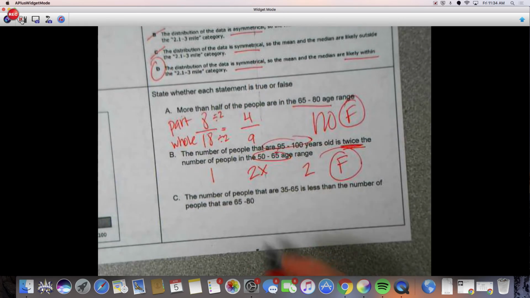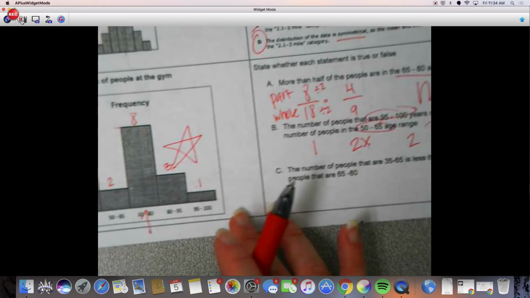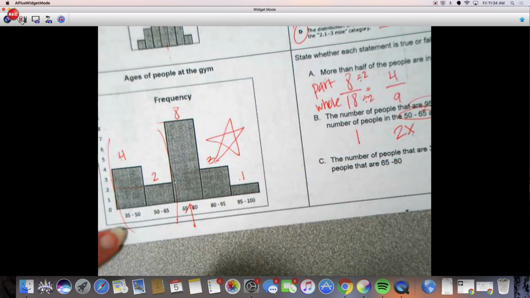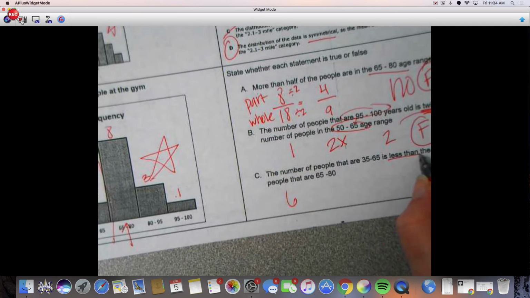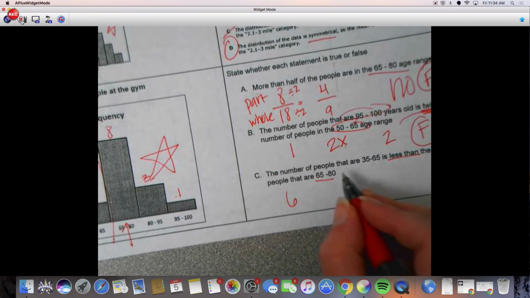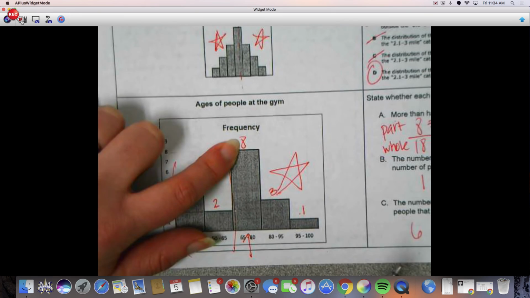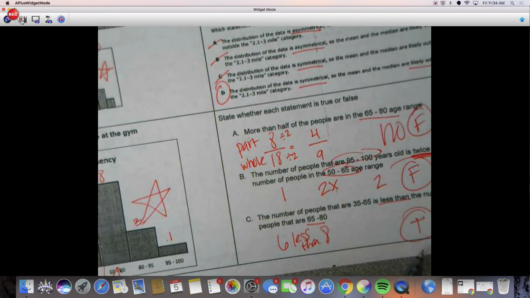And then the last one, C, the number of people that are 35 to 65, they're combining categories. This one to this one, how many people would that be? 6. Is less than the number of people that are in 65 to 80. How many are in that category? 65 to 80. 8. Is 6 less than 8? Yes. Yes, so that one would be true. Okay, flip it on the back.